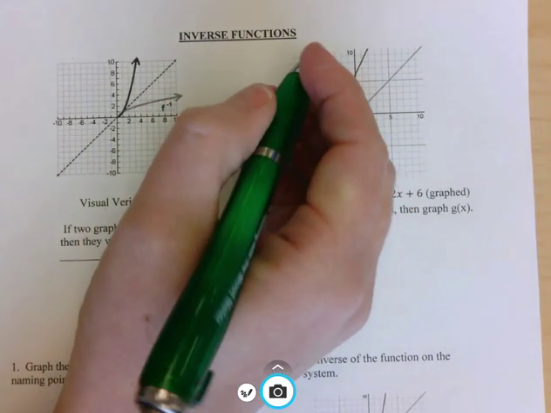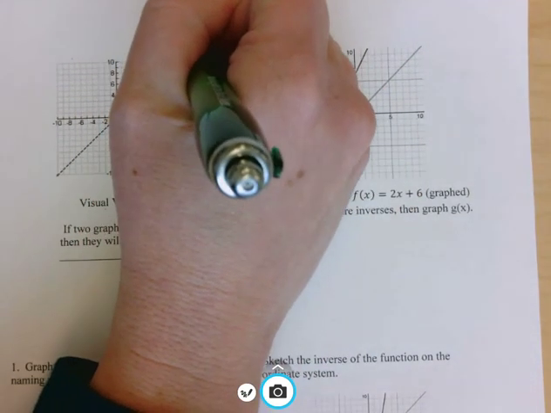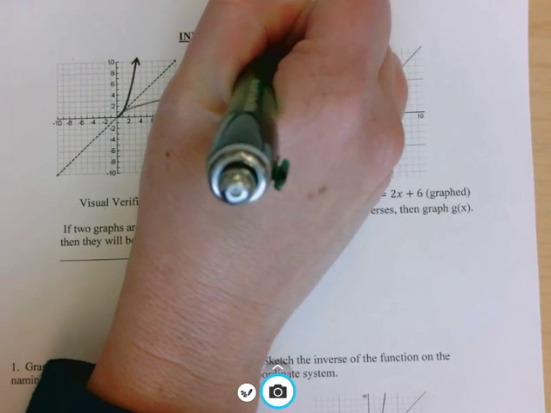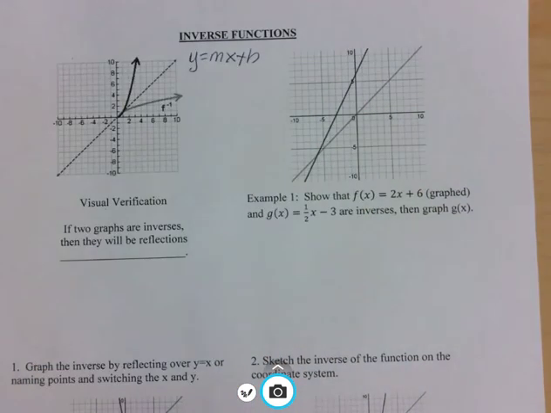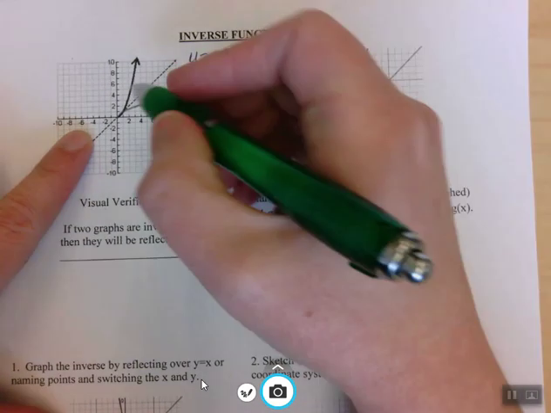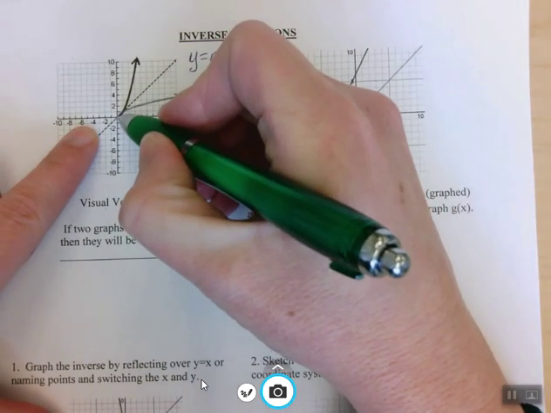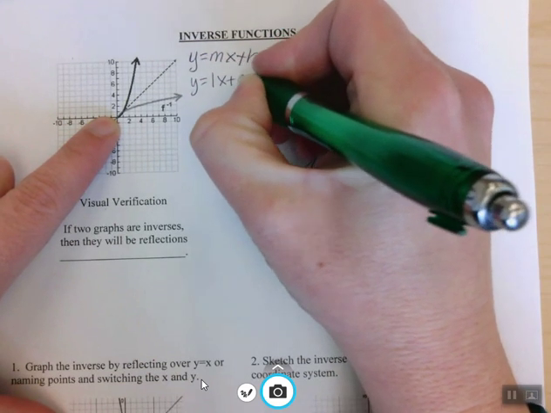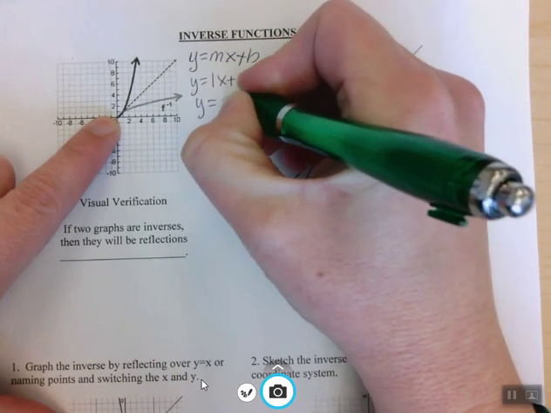Do you remember y equals mx plus b? Oh yeah, I learned that back in algebra or geometry. So a line is y equals mx plus b. This line has a slope of 1 and a y-intercept of 0. So this is the line y equals x.